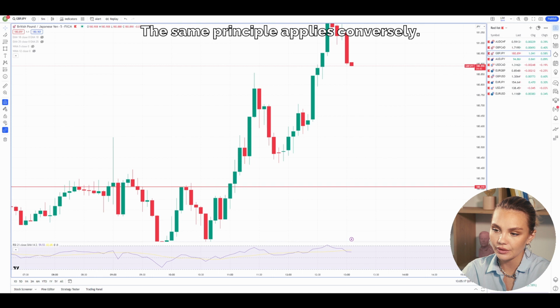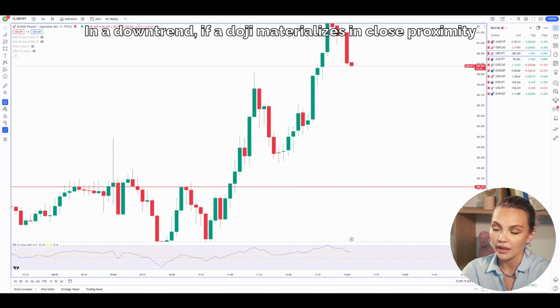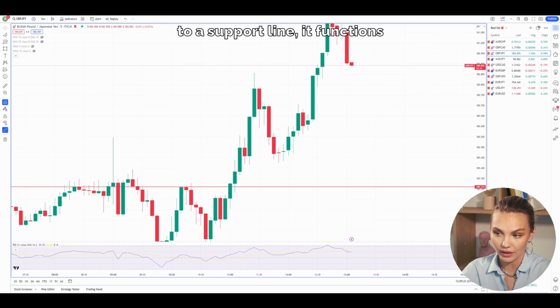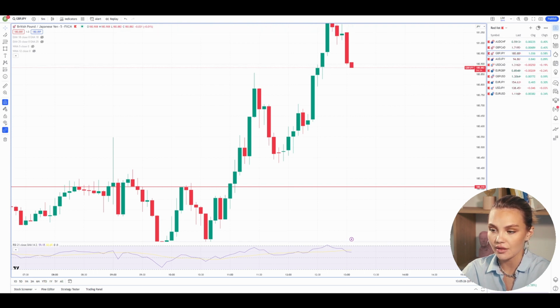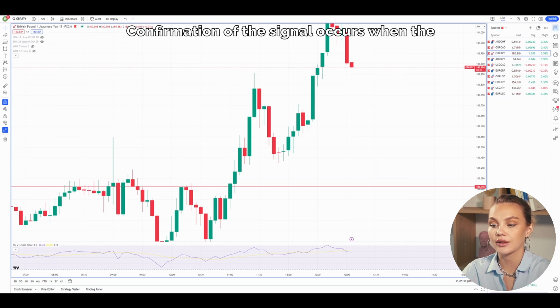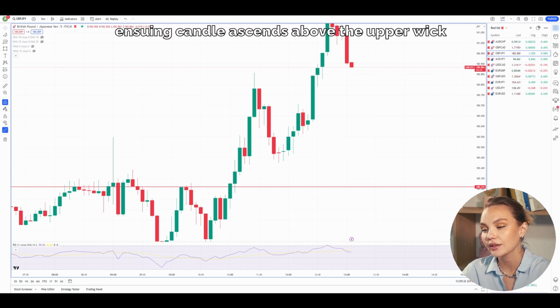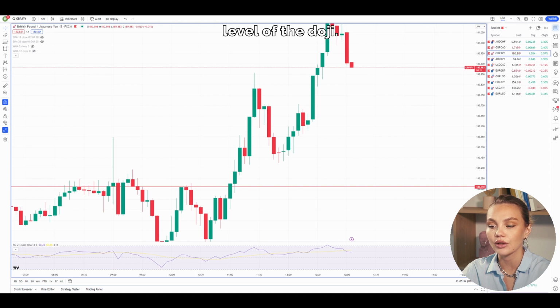The same principle applies conversely. In a downtrend, if a doji materializes in close proximity to a support line, it functions as a buy signal. Confirmation of the signal occurs when the ensuing candle ascends above the upper wick level of the doji.